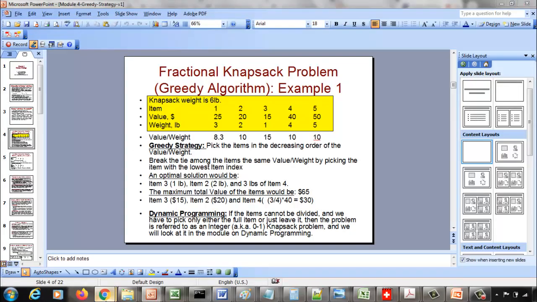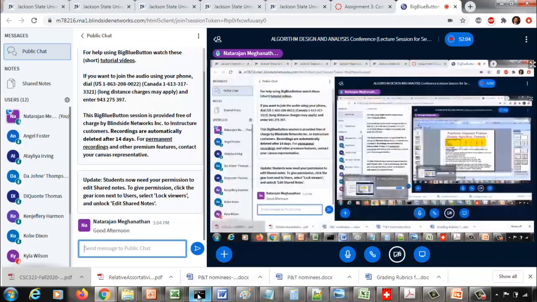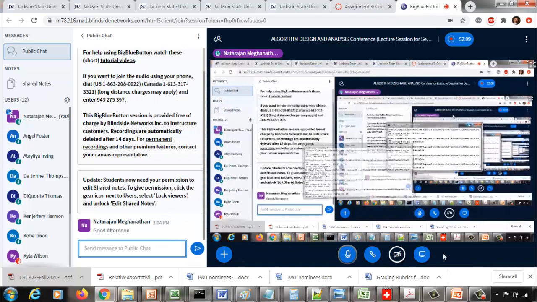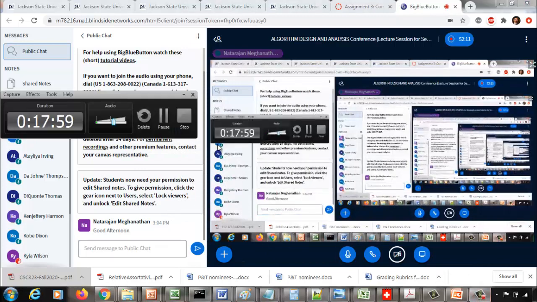Okay, so this is kind of like an overview of greedy strategy, and we'll go through some specific algorithms now. Any questions so far? So let me see.